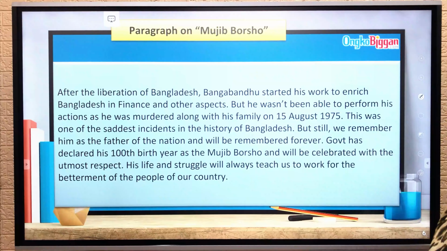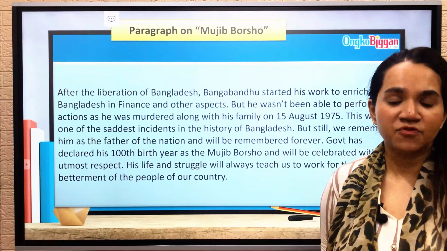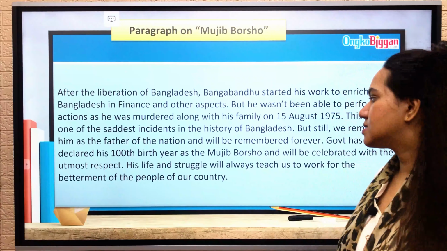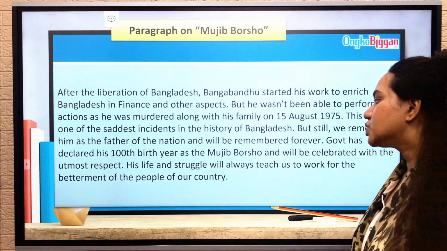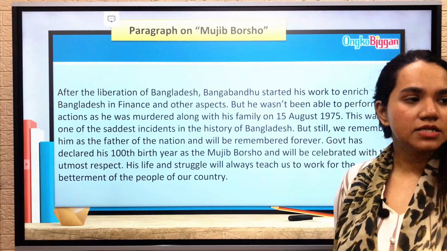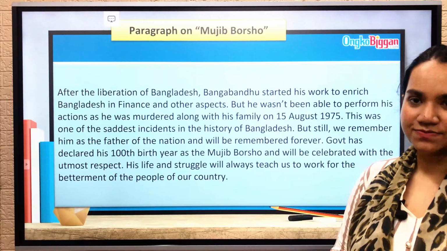But still, the government has declared his 100th birth year as Mujib Borsho, to be celebrated with the utmost respect. So for this reason, his 100th birth year, which was 2020, was observed as Mujib Borsho, and it was celebrated. His life and struggle will always teach us to work for the betterment of the people of our country. And finally, in conclusion, we know that his life and his struggles will always be remembered, and we will never be able to repay the debt.